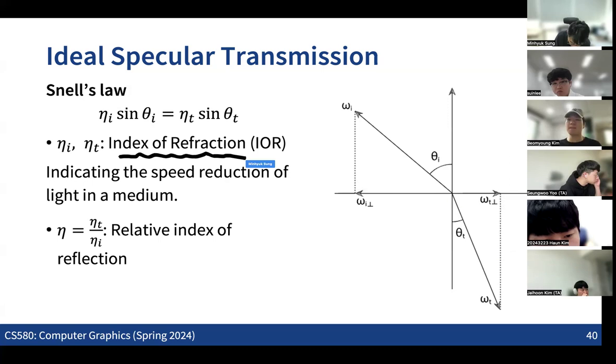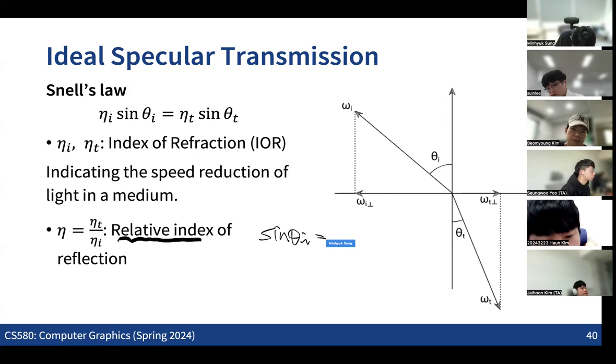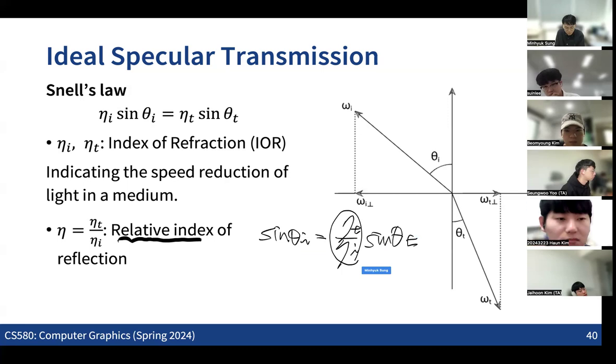So when you have two media, each may have a different index of refraction, which indicates the speed reduction of the light in each medium. And what we need to care about is only the relative index of refraction. So when you have sine theta i, we just need to think about sine theta t. Depending on the ratio of the indices of refraction of the two media, we're going to see how much the light bends with this kind of refraction.